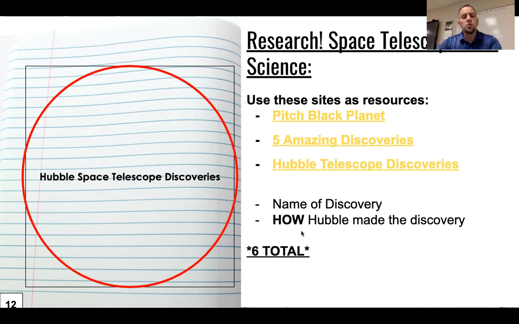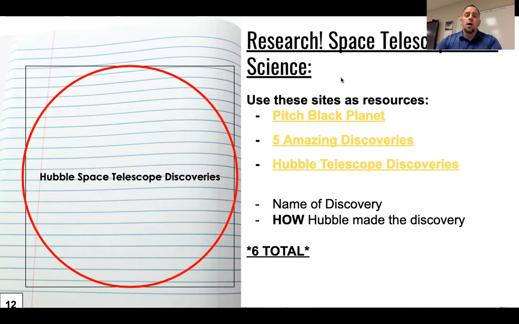I want you to include the name of that discovery and then how Hubble made that discovery, right? And for how it made that discovery, I don't want you to put it saw it, it observed it. I want you to write down what exactly the Hubble observed. How did it notice that? Something had to happen. And so you'll tell us a little bit about that discovery.